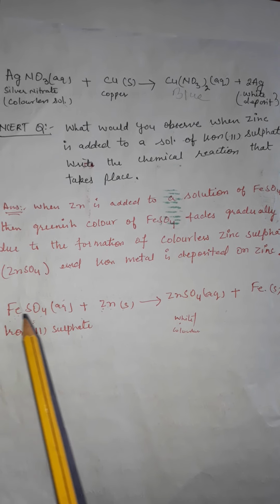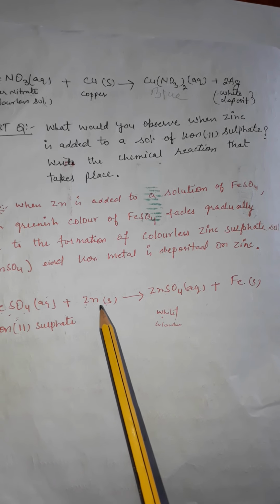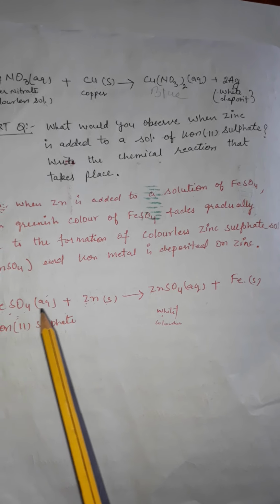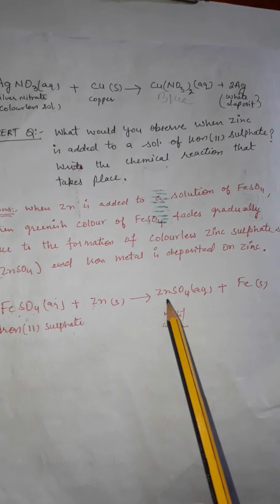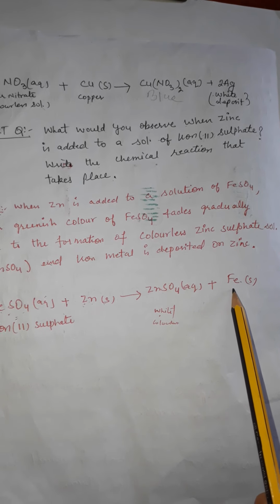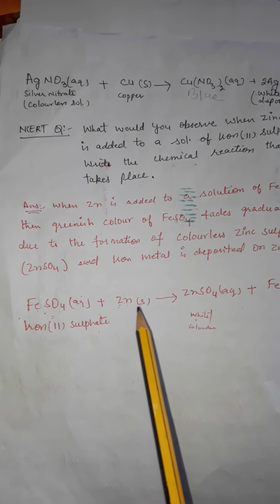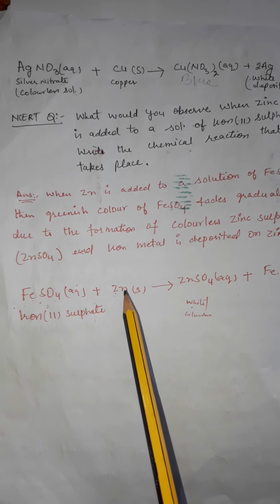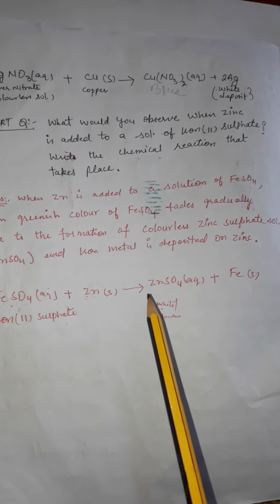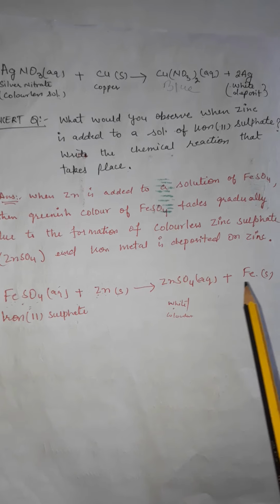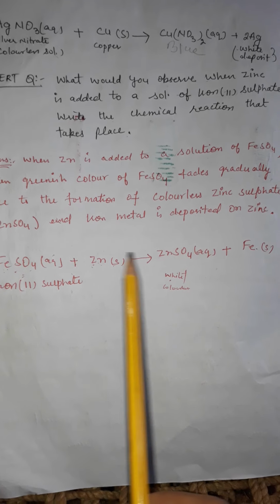If we take the FeSO4, the color of FeSO4 is light green, and when we put the zinc strip in it, then zinc sulfate, which is a colorless salt, is formed and iron is also formed. So in this reaction, which is more reactive element? Zinc. So zinc is more reactive and it will displace the iron from iron sulfate. Then zinc sulfate is formed along with iron. So this is the displacement reaction.